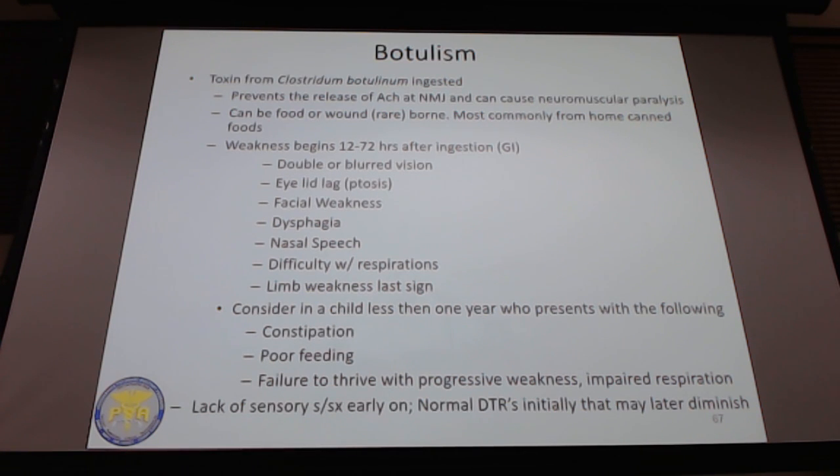Weakness begins 12 to 72 hours after ingestion. You get double, blurred vision. Another one with ptosis. Usually their eyelids are going to droop a little bit, but facial weakness, dysphagia, nasal speech, difficulty with respirations, and then your limb weakness is going to be the last sign. Again, consider a child less than 1 year who presents with constipation, poor feeding, and failure to thrive. Just consider with a kiddo less than 1, they may have been exposed to Clostridium botulinum.